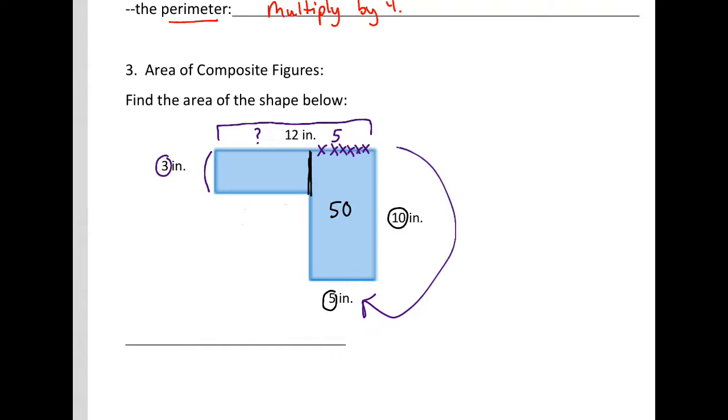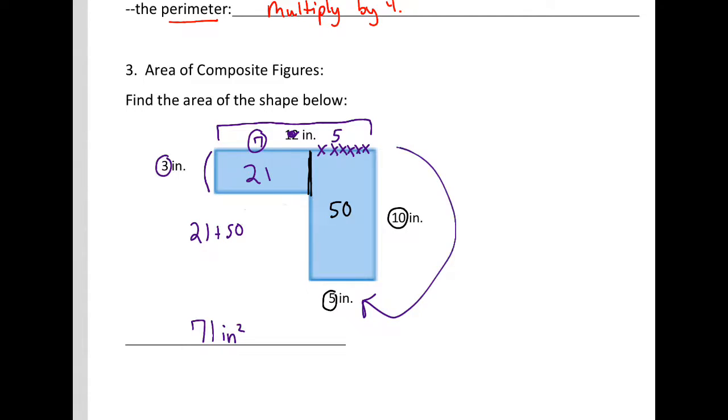So I know 5 plus 7 is 12. So that means this dimension here is 7. And 7 times 3 is 21. So I have my 2 pieces. Now to get my final area, I add the 2 areas. And I get 71 square inches. All right, if you had that, you're kicking butt.